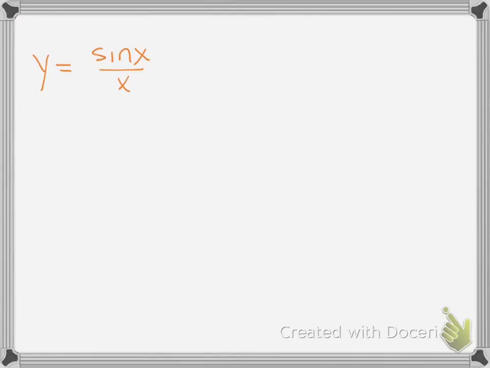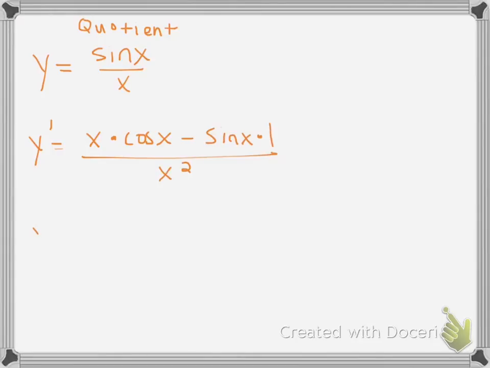Alright, so this function is sine x over x. If you have a trig function and you have division going on there, it is automatic quotient rule. So when we start taking the derivative, it is our bottom function times the derivative of the top function. Derivative of top function, sine x, is cosine x, minus your top function times the derivative of the bottom function. Derivative of bottom function is 1. Remember, you divide all that by your bottom function squared.